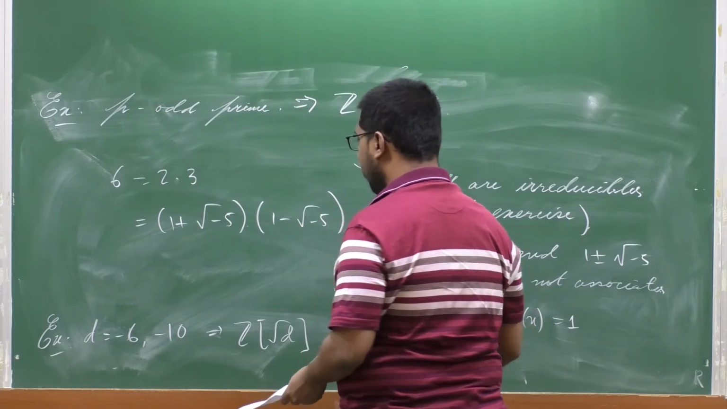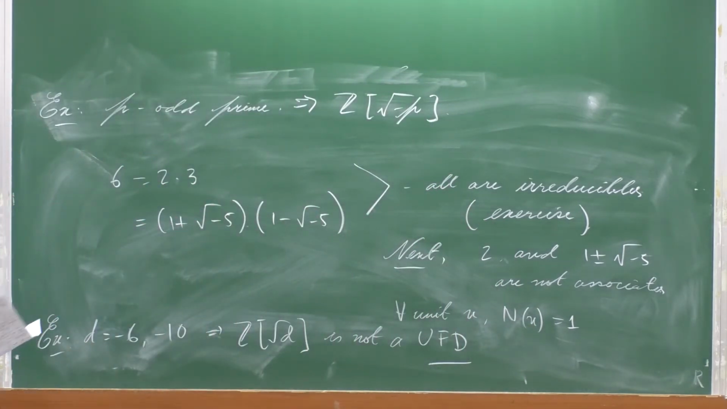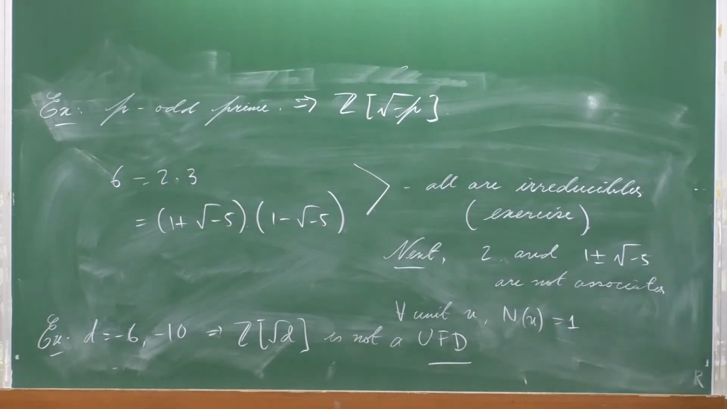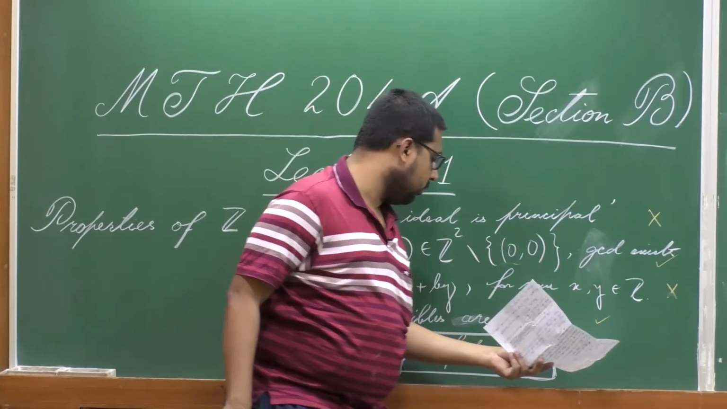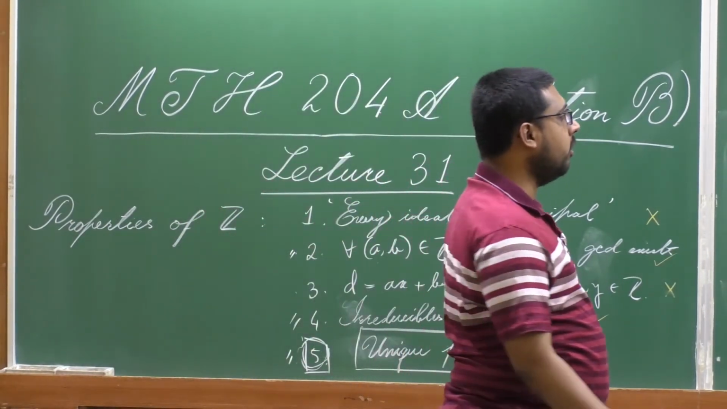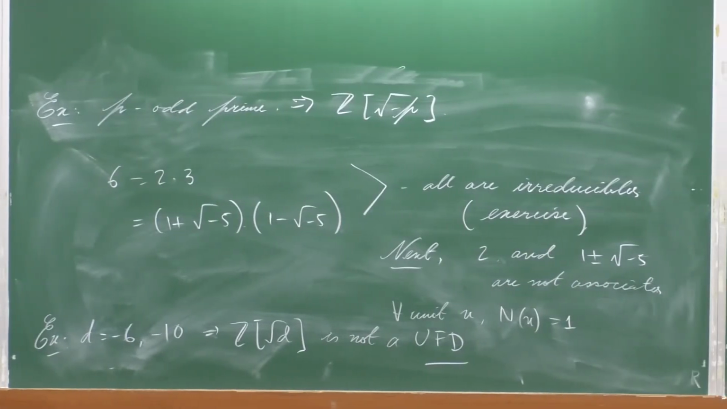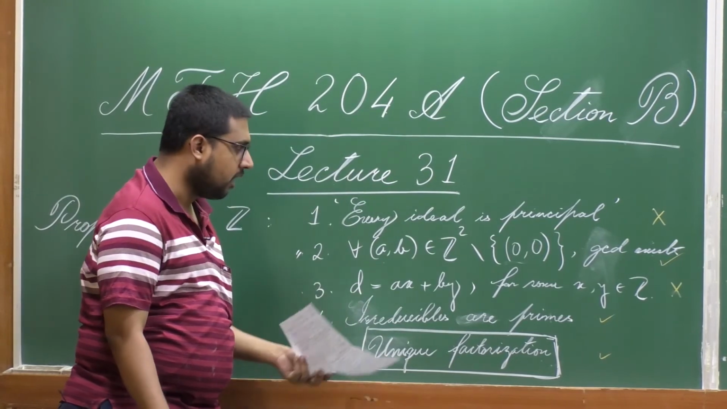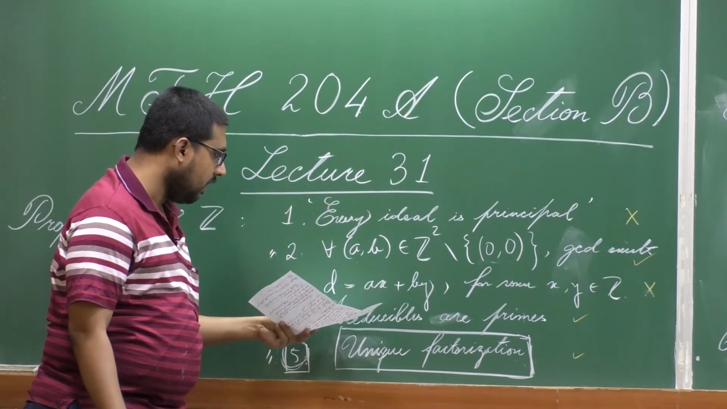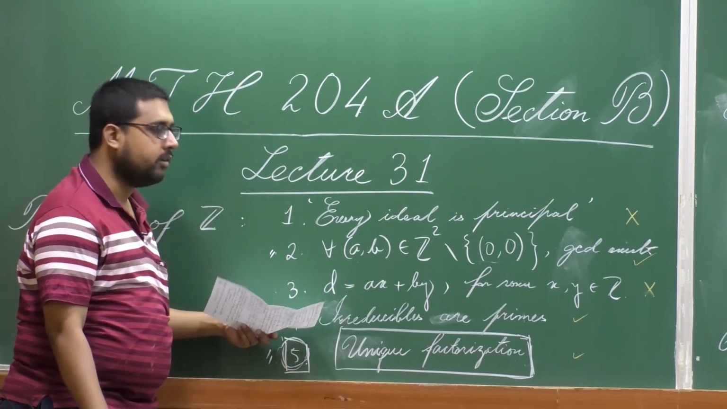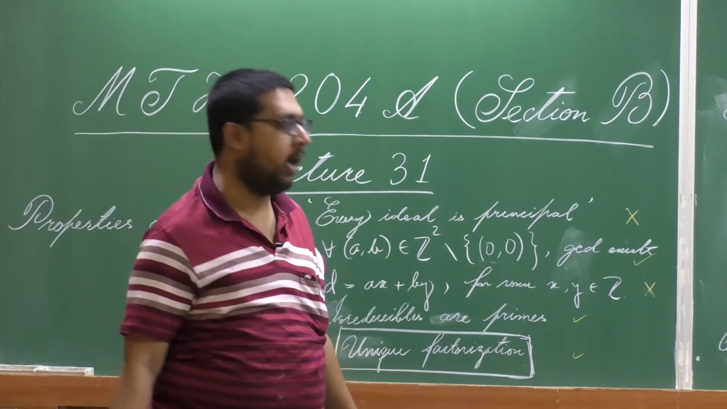Let me give you another non-example. So far in the non-examples that we have shown, either we have used the analogues of property 2 or we directly proved from the definition. Now I will talk about an instance where we can show the given integral domain is not a UFD by showing that there we have irreducibles which are not primes.